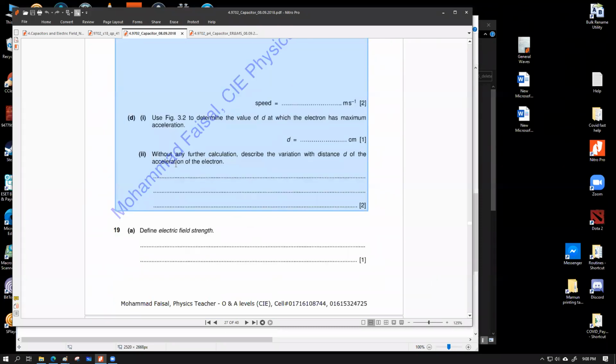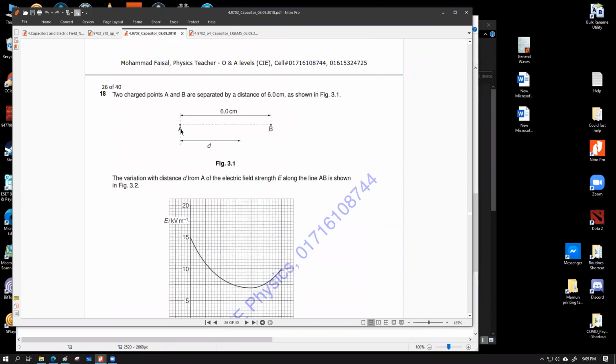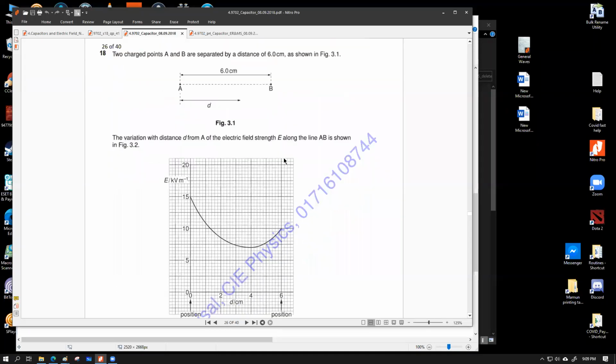Then it says: without any further calculation, describe the variation with distance d of the acceleration of the electron. What they are asking is, as the electron travels from A to B and covers this distance, how will its acceleration vary? It will decrease for some time and then it will again start to increase.